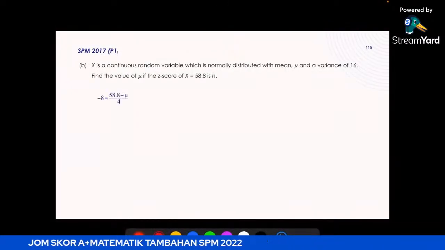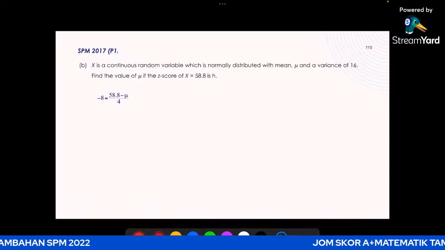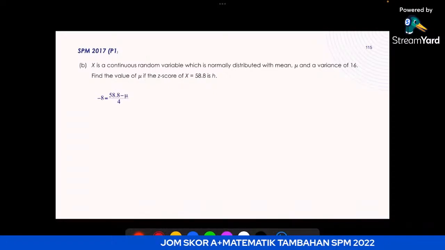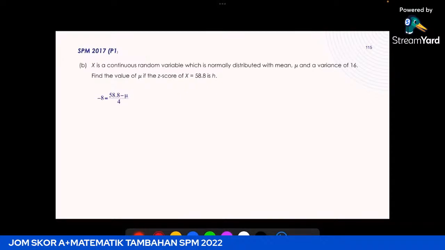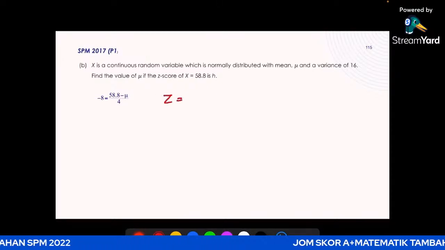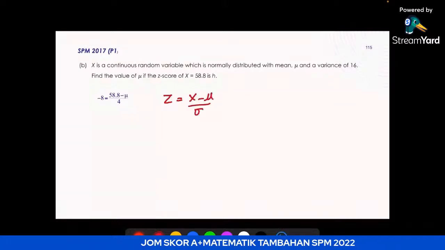So yang ni pula direct juga. Macam ni je. X is a continuous random variable, normal distributed, mean mu, variance dia 16. Kita tulis yang ni mu, variance 16. And then this is the z-score, kita gunakan saja formula negatif 8, x minus yang ni kan, z is equals to x minus mu over sigma. So you akan dapat the value of mu adalah 90.8.